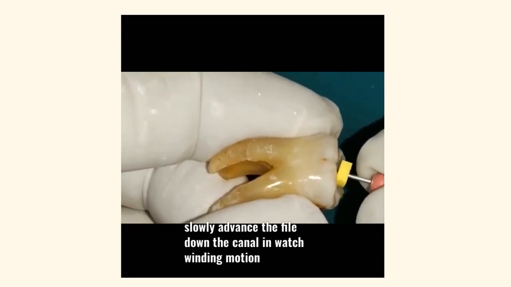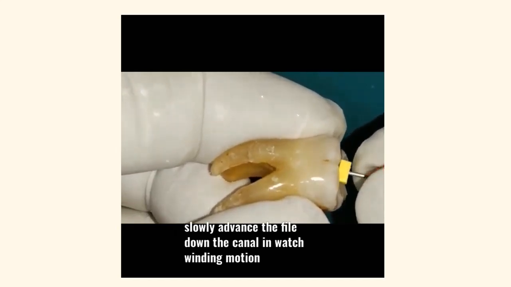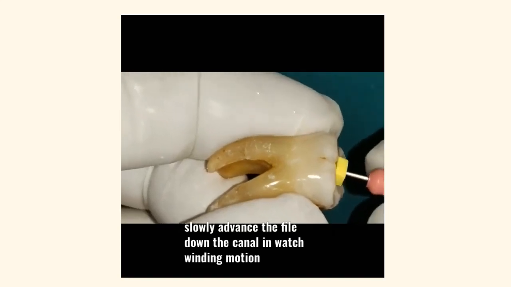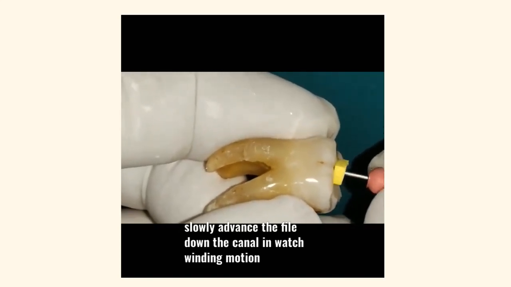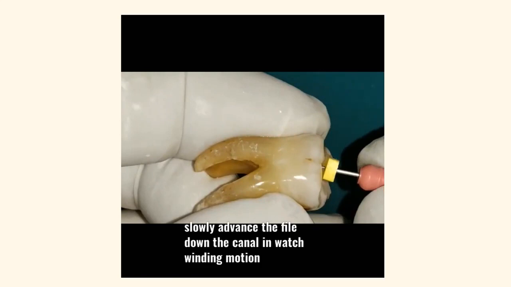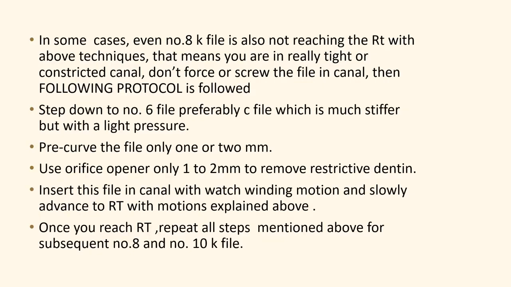Once you reach the radiographic terminus, do a little up and down motion to loosen the file in the canal. Again repeat all the steps mentioned above for the subsequent number 8 and number 10K files. These are the descriptions of the steps which you have done.